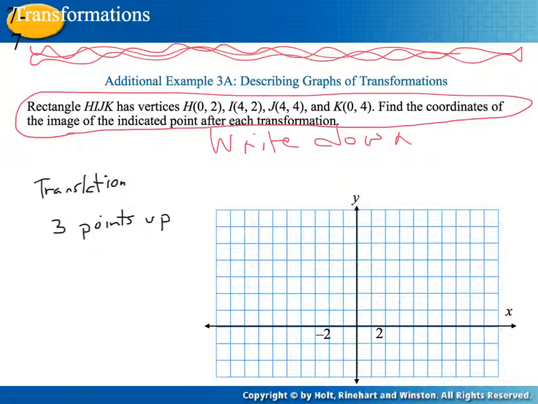Now, this says rectangle HIJK has vertices (0, 2), (4, 2), (4, 4), (0, 4). You are going to find the coordinates of the image of the indicated point after transformation. I am going to look for a translation of 3 points up. Okay, we're going where? Up. Okay, so the very first thing you have to do is graph your points, then translate it. I'm going to have you do that on your own, and go.